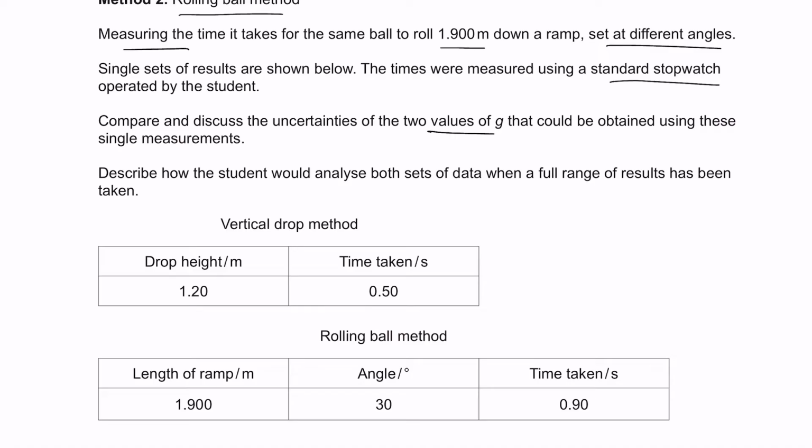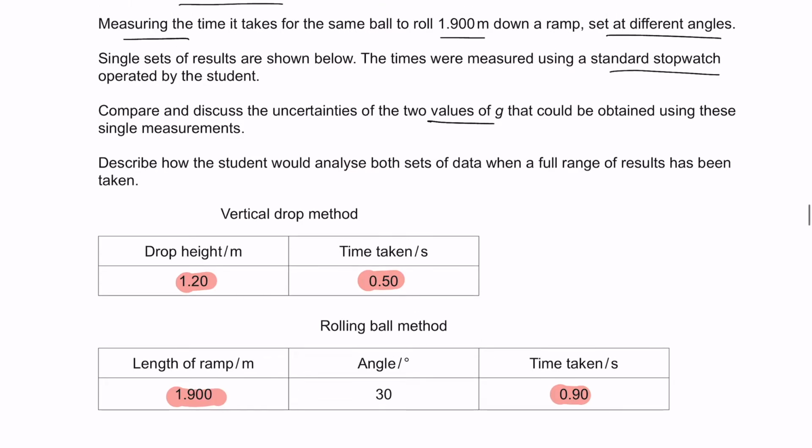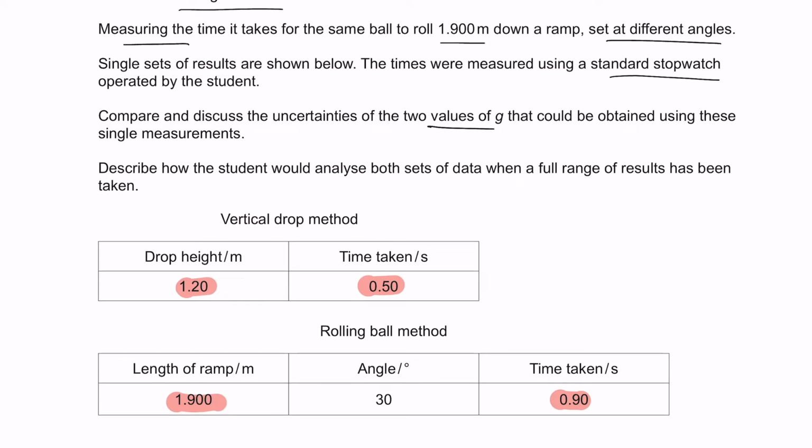So let's talk about the first method. First of all, in comparison, we have a height of 1.20 meters compared to a length of 1.9 meters, which is lower. The drop height is lower, and the time recorded is also lower than in the second method. So that would mean a higher percentage uncertainty due to the lower values used in the first method.